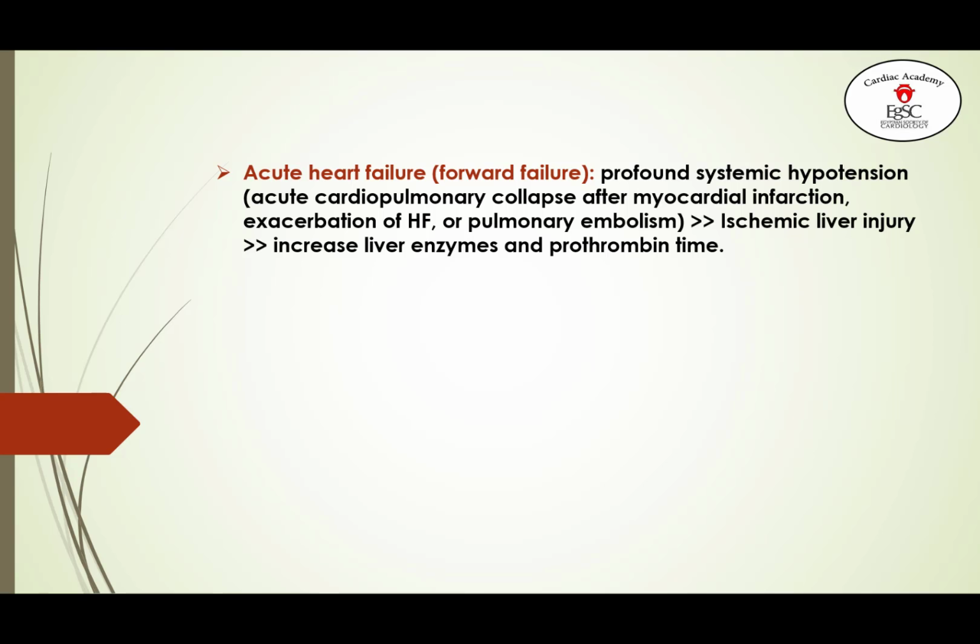Acute heart failure or forward failure. Profound systemic hypotension due to acute cardiopulmonary collapse after myocardial infarction, exacerbation of heart failure or pulmonary embolism can lead to ischemic liver injury with increased liver enzymes and prothrombin time. Forward and backward factors often coexist.